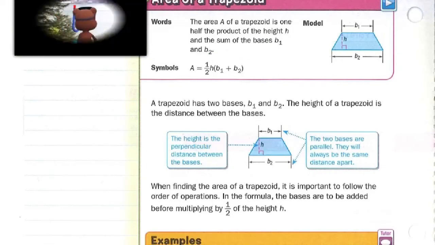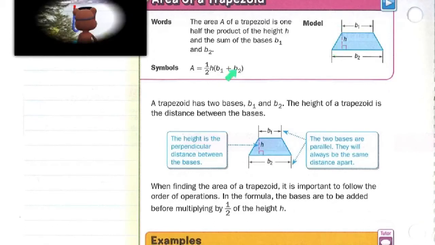Stuart. One way that you can write this is area equals 1/2 times the height times base 1 plus base 2. Okay, so let's look at this trapezoid over here. This kind of looks like a bed. You have base 1, base 2, and your height.